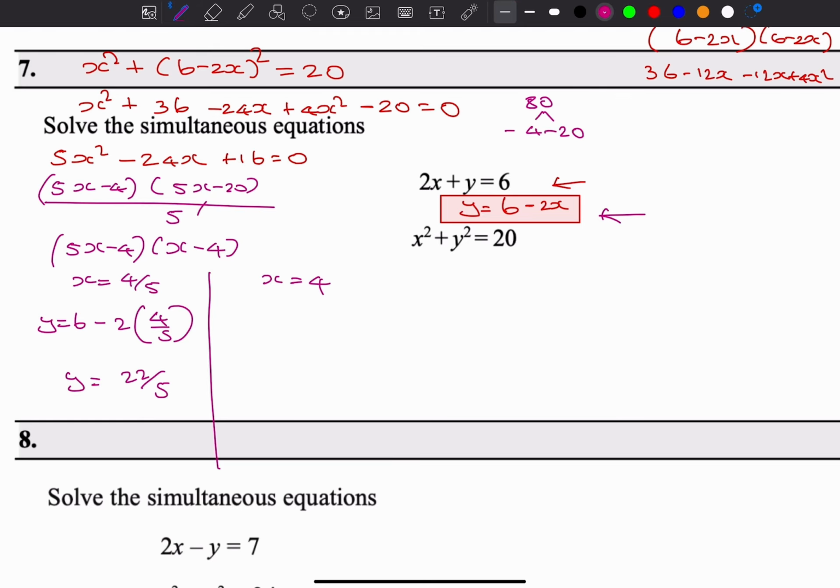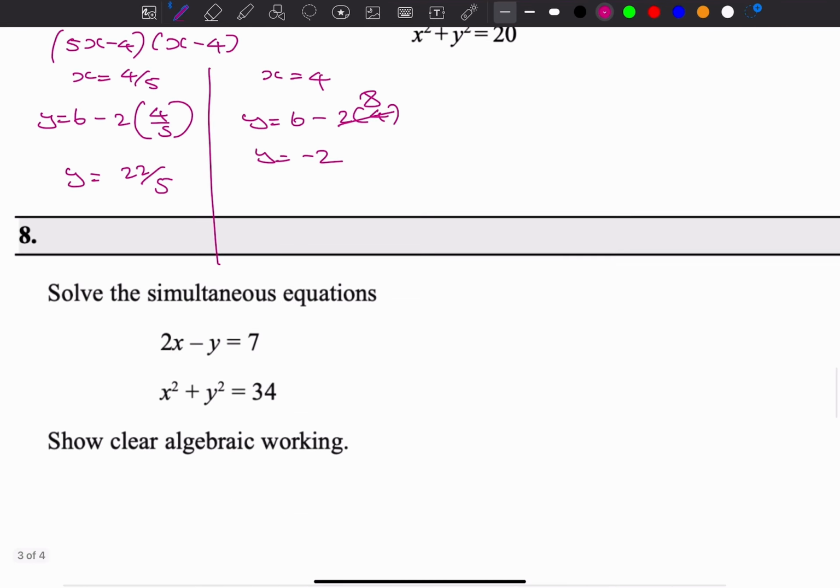You can put it on a calculator. y equals 6 minus 2 bracket 4, that's 8. y is 6 minus 8, which is minus 2. Straightforward. Next one.